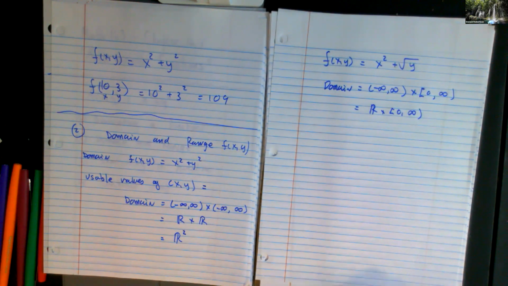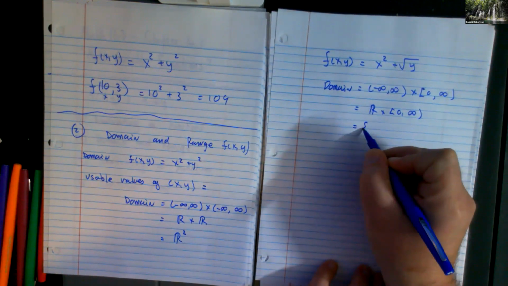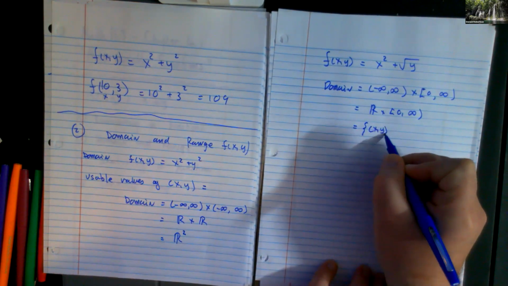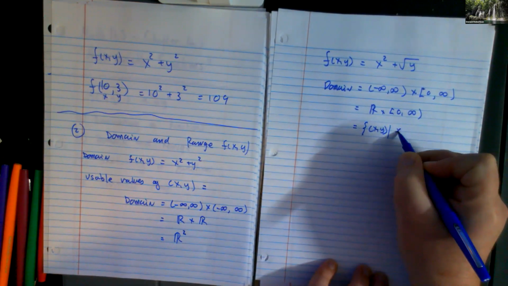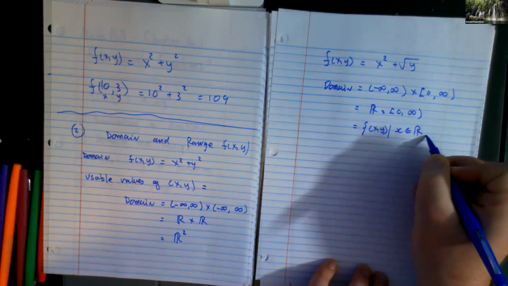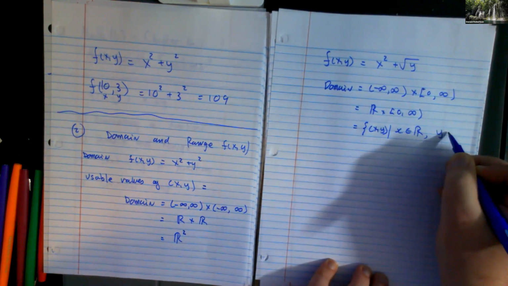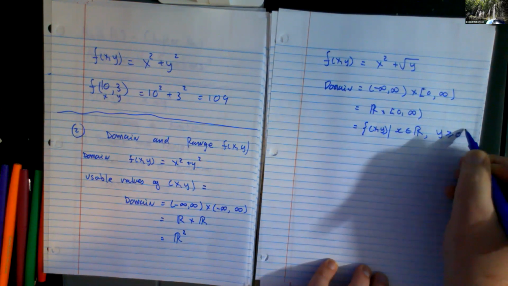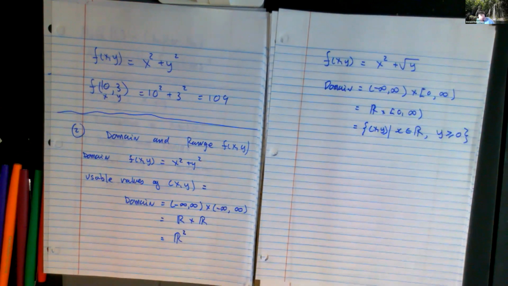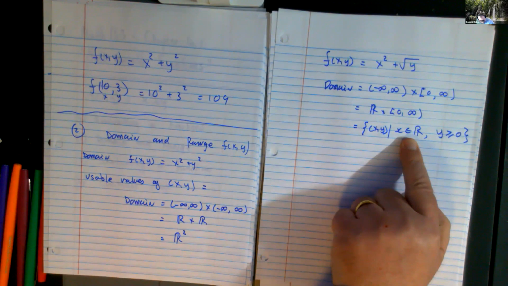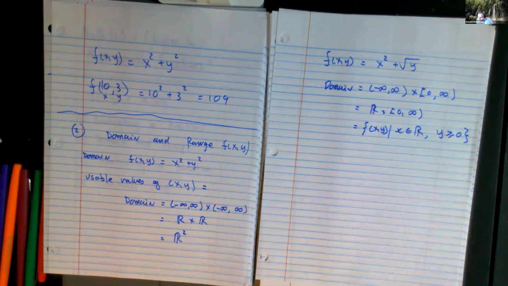Now, in set builder notation, you might write it like that. You see that funny E symbol? It means X belongs to the real numbers. So there is a number of different ways in which you can write down a domain.